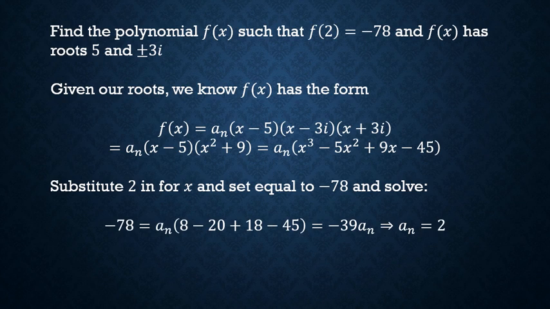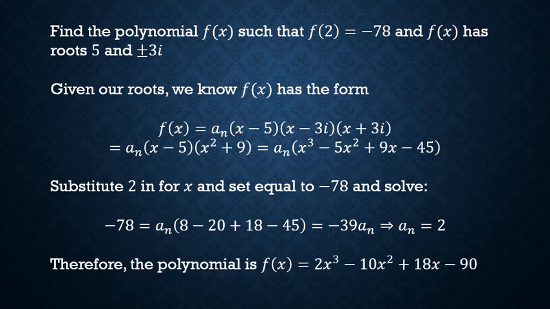So 2 cubed is 8, 2 squared is 4, times 5 is 20, 9 times 2 is 18. So I have 8 minus 20 is negative 12, plus 18 is 6, minus 45 is negative 39. So negative 39 a sub n is equal to negative 78. If I divide both sides by negative 39, I find that a sub n is 2. So I take this value of 2, I substitute it back in right here, and I come up with my final polynomial. It gives me 2x cubed minus 10x squared plus 18x minus 90. So not too bad there.